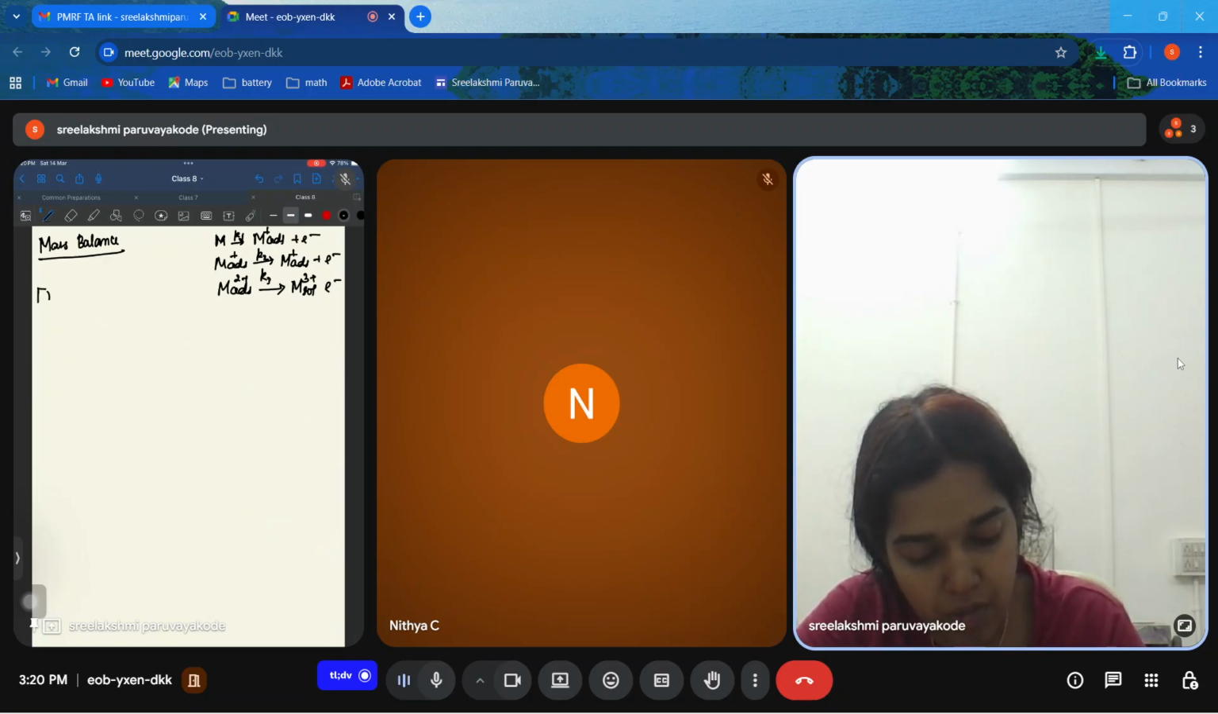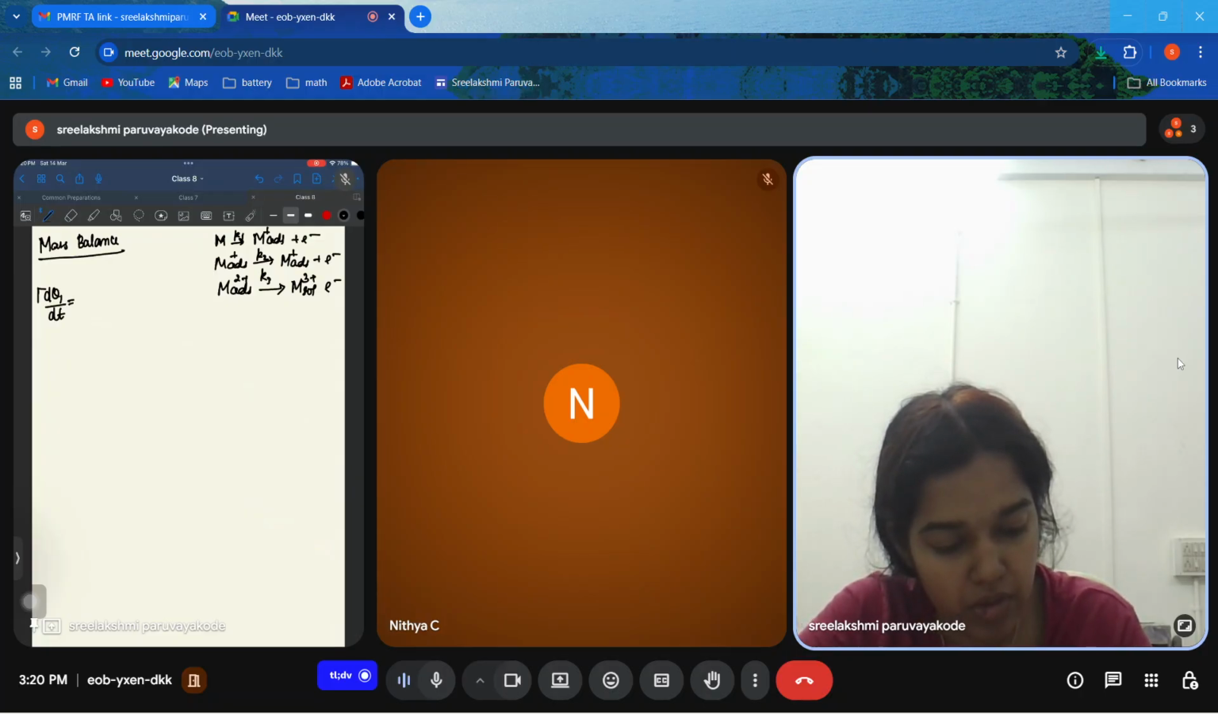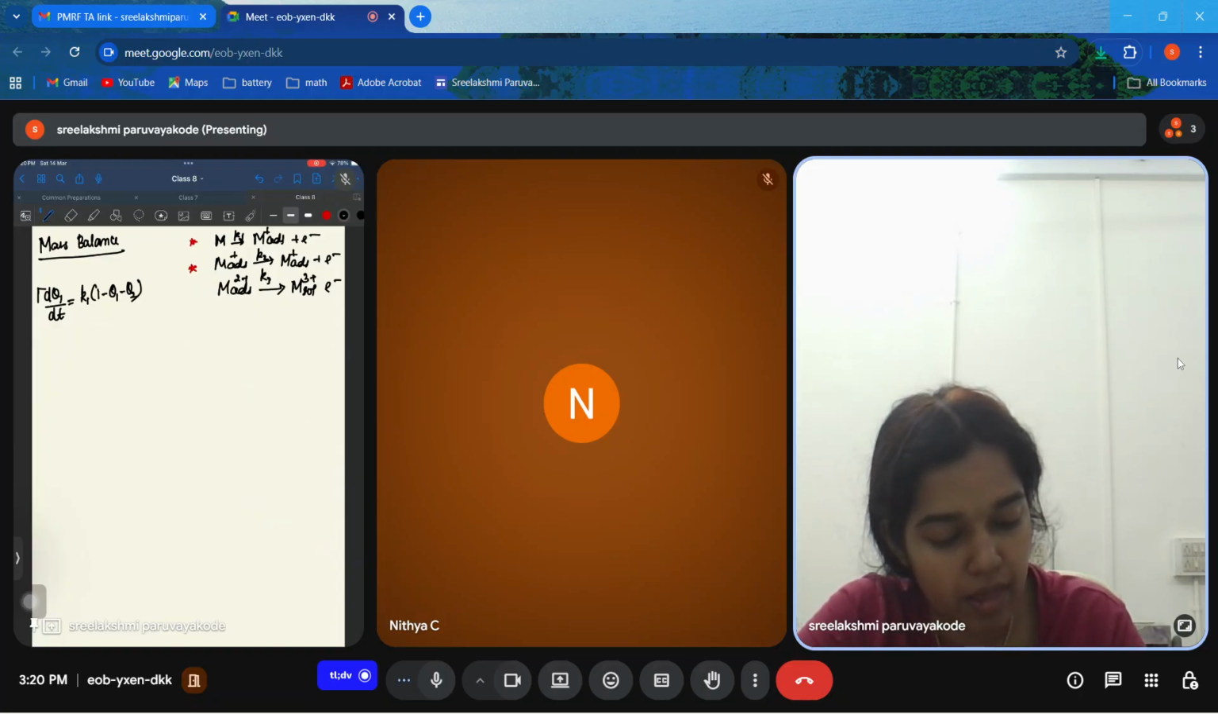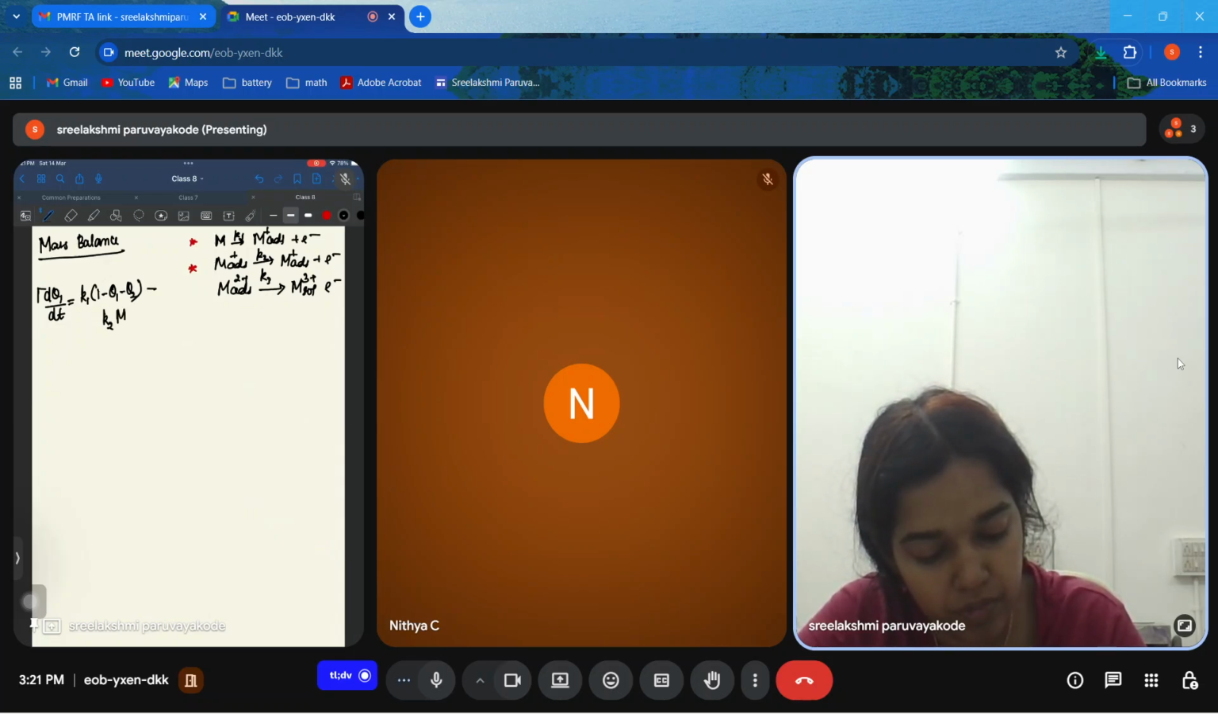So d theta/dt is equal to, first we get the steps and answer. Which are the steps? The first step is there, second step is there, third step is not there. The first step involves formation of M adsorbed plus, so it is K1 (1 minus theta 1 minus theta 2). The second step involves consumption, so it becomes minus K2 theta 1. Right?